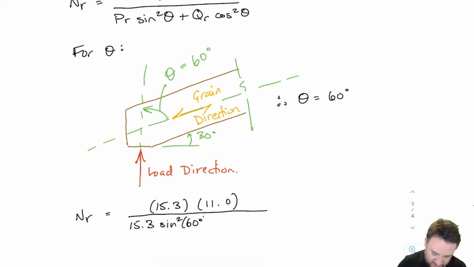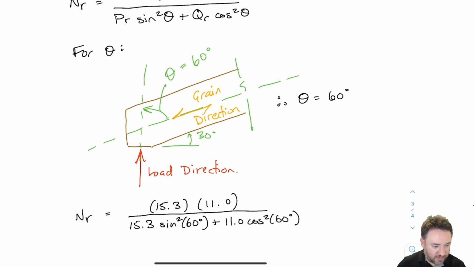So sine squared 60 plus 11.0 times cos squared 60. Remember to make sure that your calculators are set to degrees if you're doing this in degrees. And you know that sine squared 60 is just sine 60 squared. And we get 11.8 kilonewtons, which, as you can see, is part way between 11 and 15.3, but it's closer to 11.